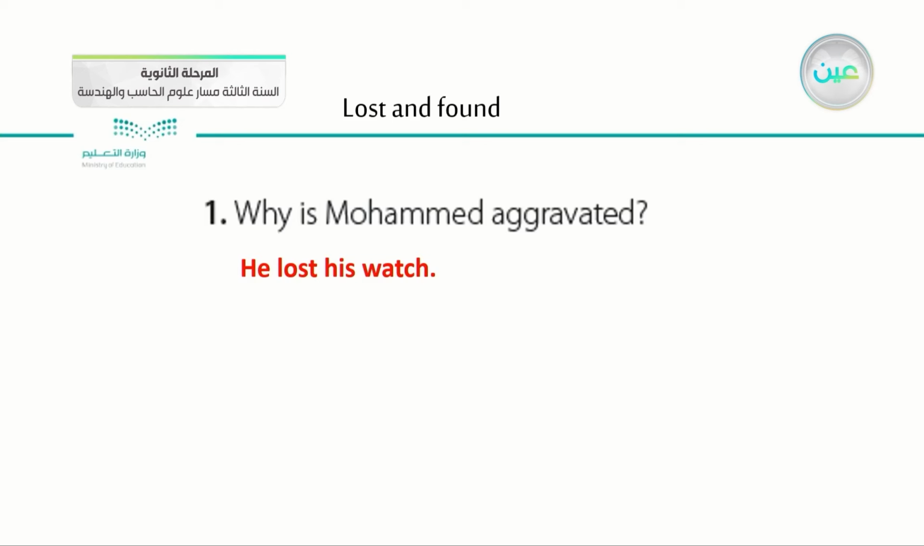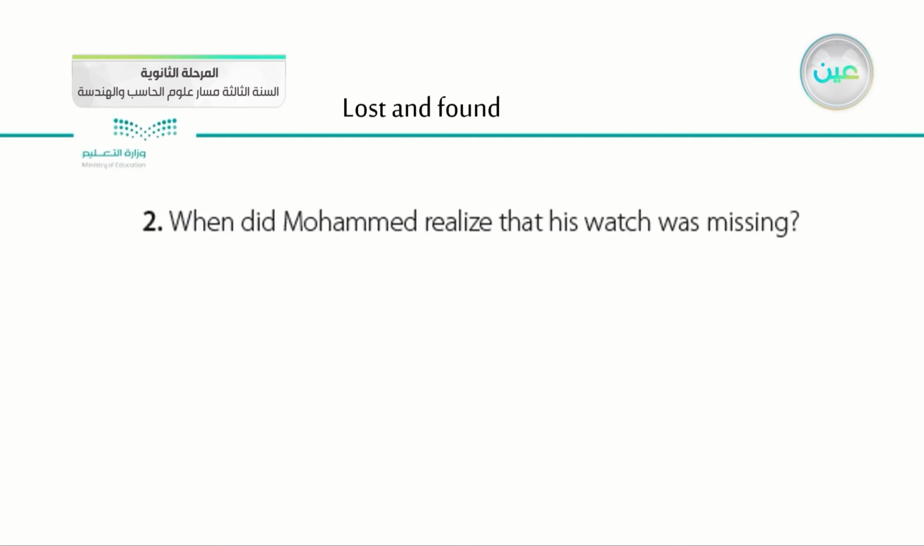Of course, the answer is he lost his watch. So that's why Muhammad is aggravated, which means angry, not okay, because he lost his watch. This is the reason Muhammad is aggravated, losing his watch. Now the second question, which is very important.